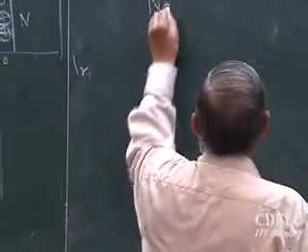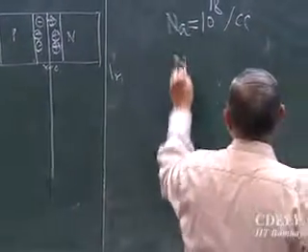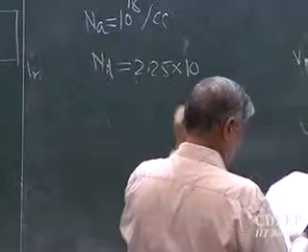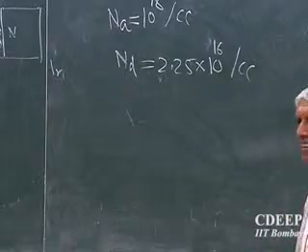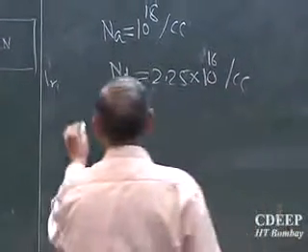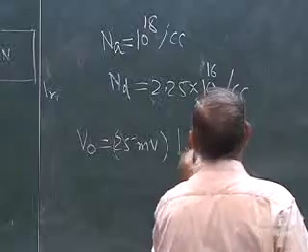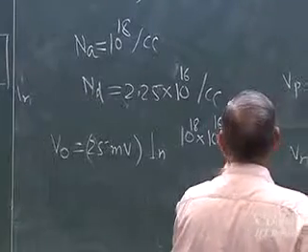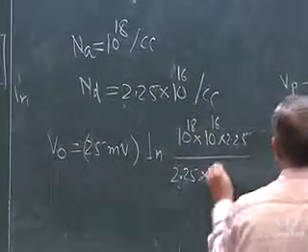So here is one example which I chose from the book. 10 to power 18 per cc. Please write units correctly every time, the way I write. Do you know why I take such odd values here? 2.25 is because it is a Ni square term, easy to calculate. So V0, assume kT by Q is 25 millivolt, ln of 10 to power 18 into 10 to power 16 over 2.25 into Ni square, which is again 2.25 10 to power 20.